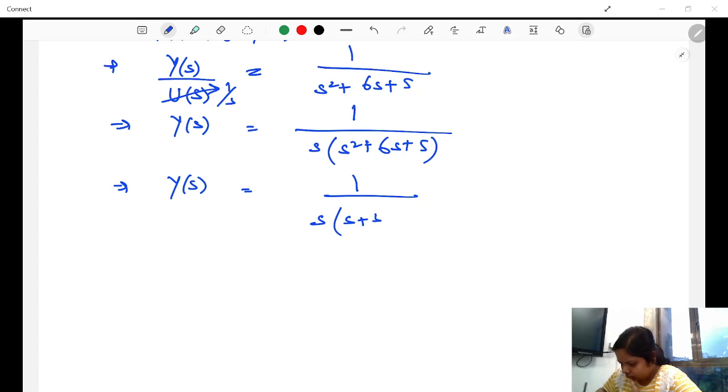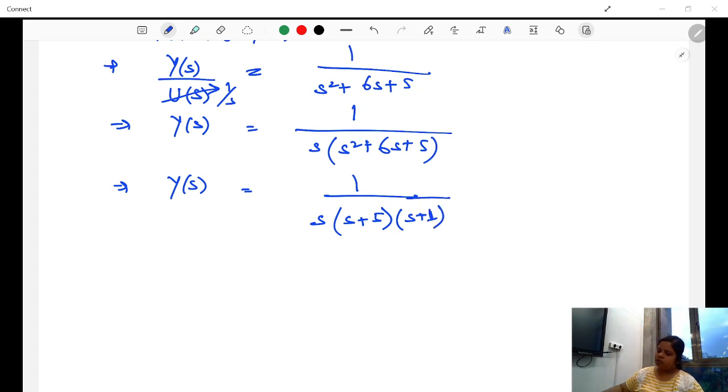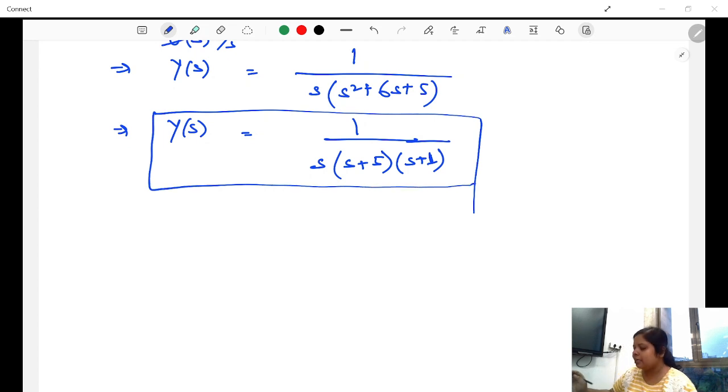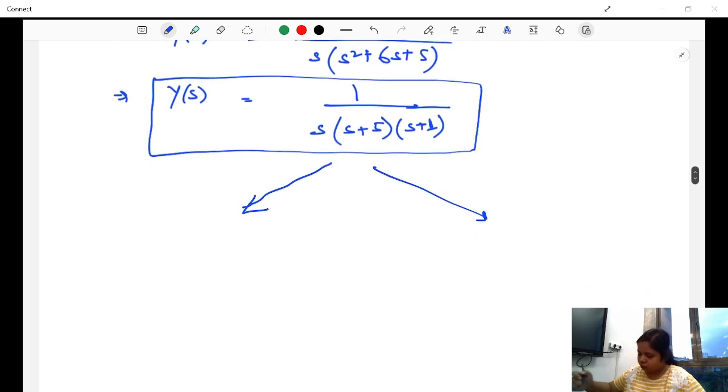(s plus 5) into (s plus 1), bracket s. So since it is in this form, we want to find out what is the steady state value. Now from here, there are two approaches. We can take any of them. I will show you the second approach later, we'll take the first approach now.